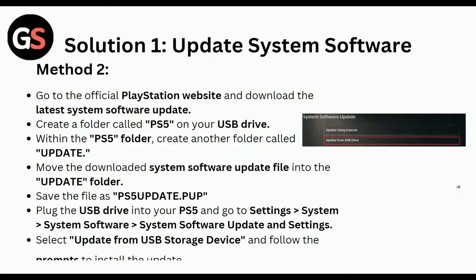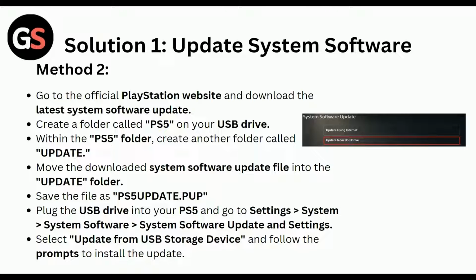Method 2. Go to the official PlayStation website and download the latest system software update. Create a folder called PS5 on your USB drive. Within the PS5 folder, create another folder called UPDATE. And then move the downloaded system software update file into the UPDATE folder, and save the file as PS5UPDATE.PUP.